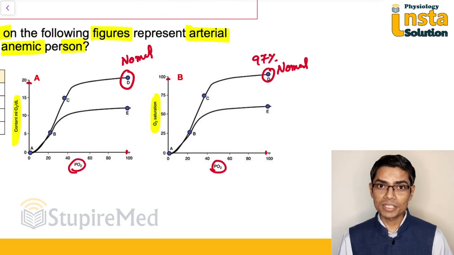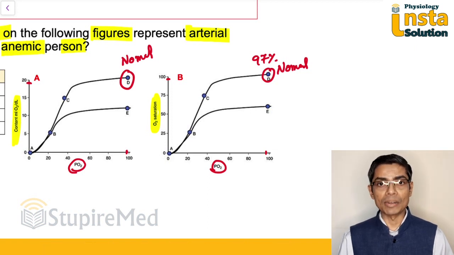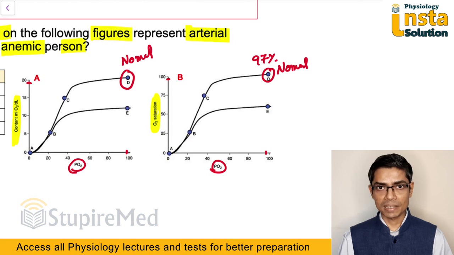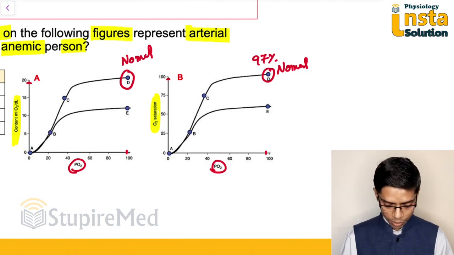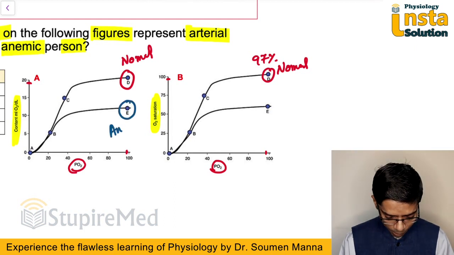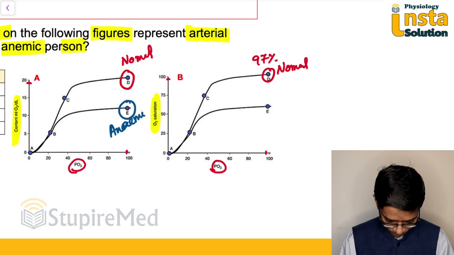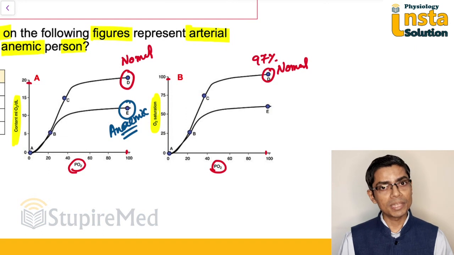Now what about an anemic person? Anemic person means the hemoglobin is less. Hemoglobin less means hemoglobin-bound oxygen is less, and we know in arterial blood the major oxygen is transported by hemoglobin-bound oxygen. So if the hemoglobin is less, then the oxygen content of the arterial blood will also be lower. So this point E is the point of an anemic person.